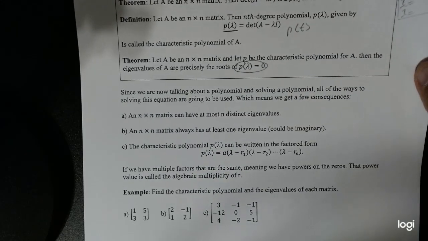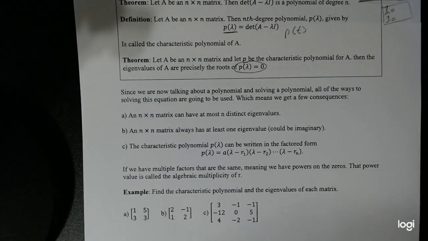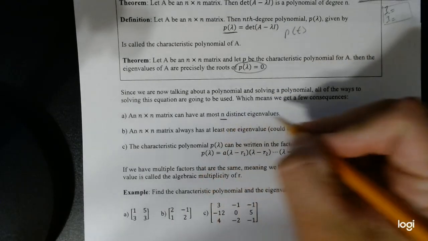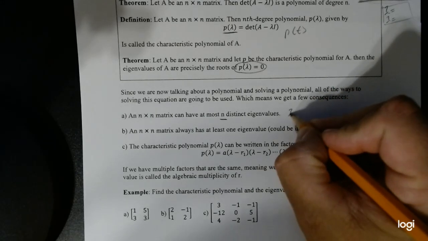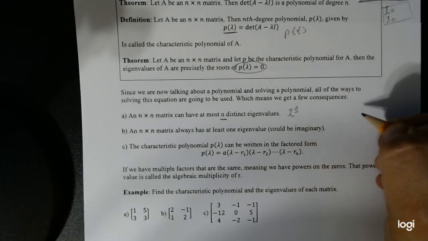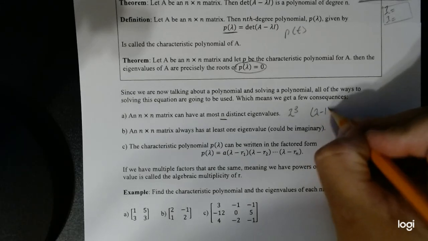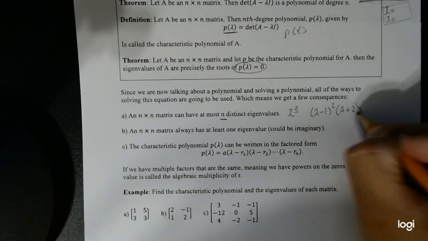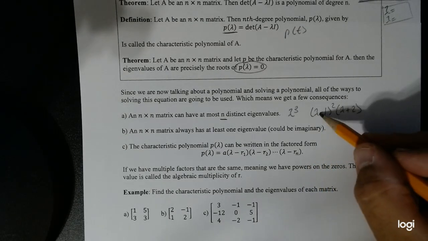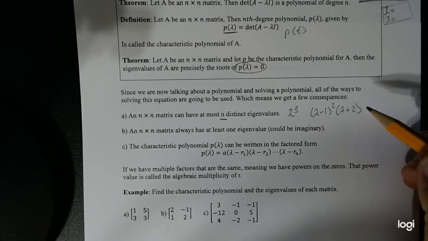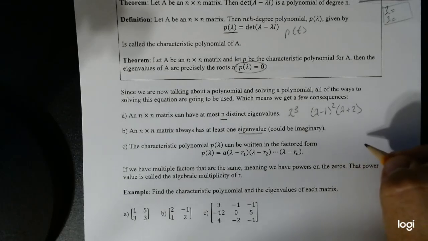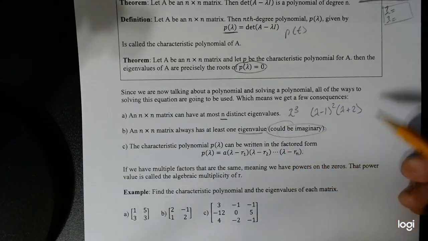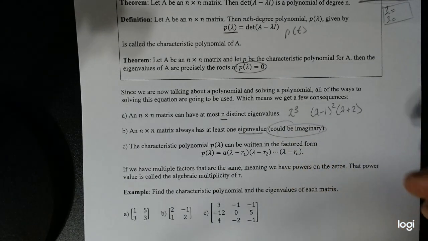So because of this, we have a couple consequences of it. If we have an n by n matrix, that means we have at most n distinct eigenvalues, right? Where again it makes sense, if it's a 3 by 3, we have lambda cubed, but we can have repeats, right? For example, we can have this. It's still technically a degree of 3, but we have 2 repeats. An n by n matrix always has at least one eigenvalue. Again, that also kind of makes sense. But it could be, the best part, imaginary numbers. We'll talk about that in a little bit.